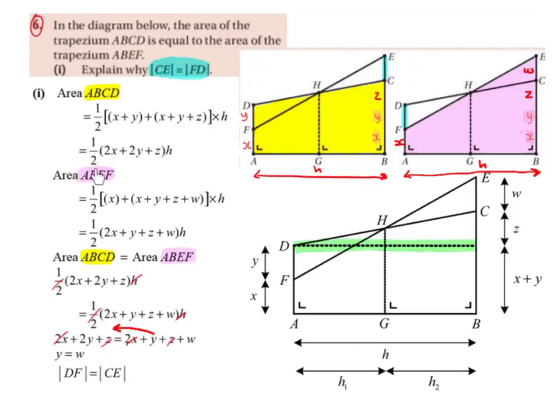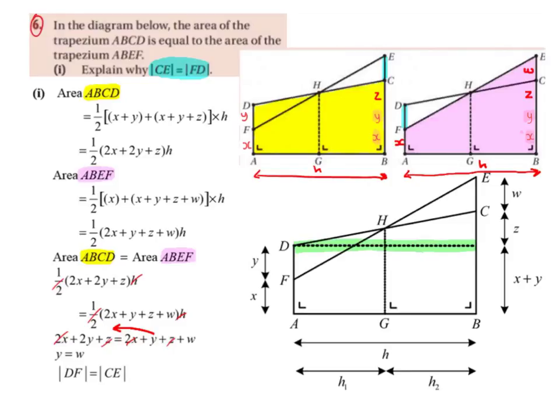Next, the area of ABEF, the pink trapezium on the right here. So same formula, it's going to be a half multiplied by the first parallel side, which is X, plus the second parallel side, which is going to be X plus Y plus Z plus W, all multiplied by the perpendicular distance between them, which is H. So X plus X is 2X, we've still got the 1Y, the 1Z and the 1W. So it's going to be half times 2X plus Y plus Z plus W, all multiplied by H.